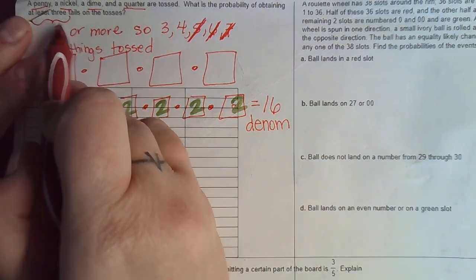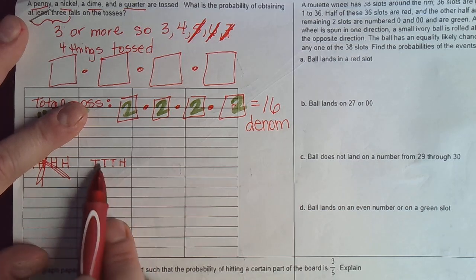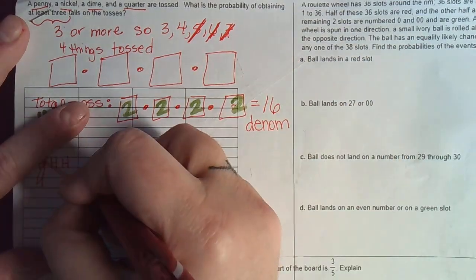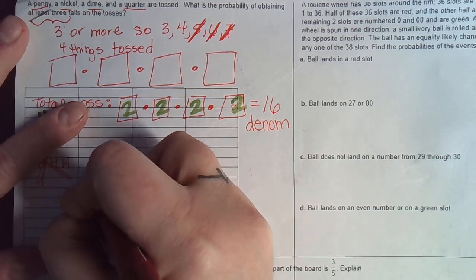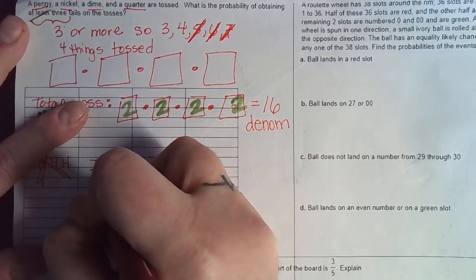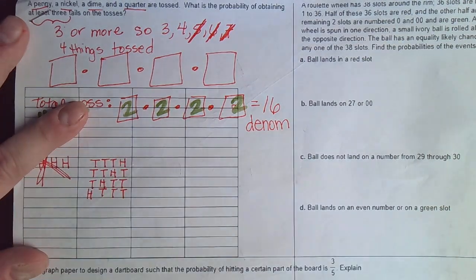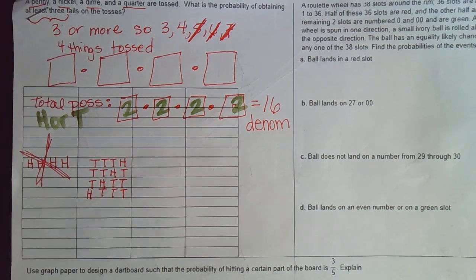Okay, so 3 tails, here's an example, or the T's and the H could be rearranged, like T, T, H, T, or T, H, T, T, or H, T, T, T. Yeah, okay. So all of these have 3 tails.